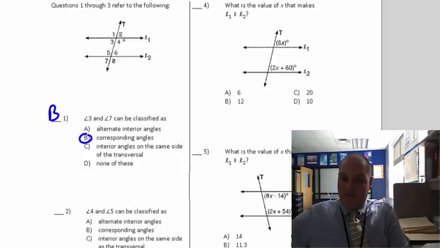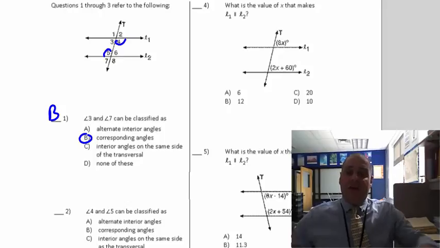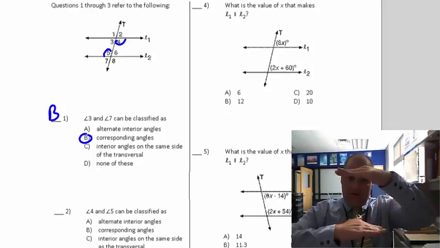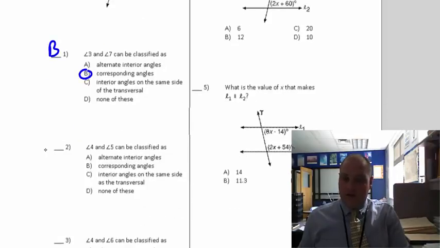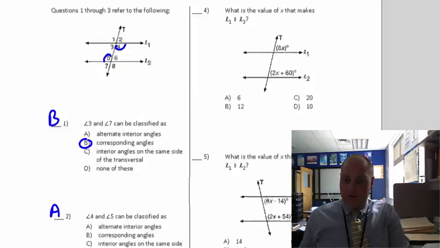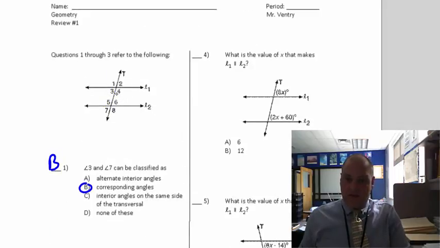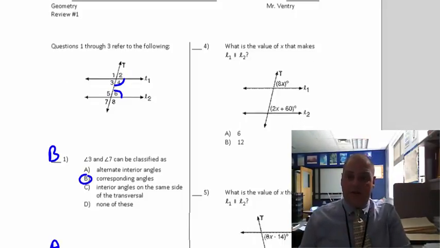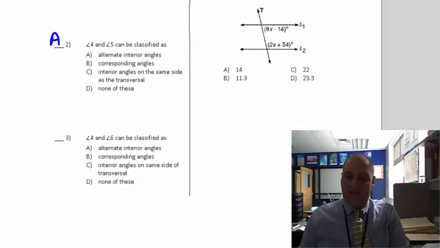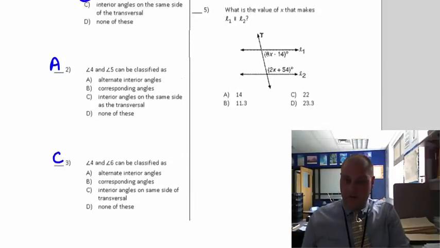How about 4 and 5? 4 and 5, one on each side of the transversal. They are interior because they're in between the parallel lines, so they are alternate interior angles. So that is A. And then 4 and 6. 4 and 6 are on the same side of that transversal, and they're interior in between the parallel lines, so they are same side interior angles on the same side of the transversal. So that's choice C there.